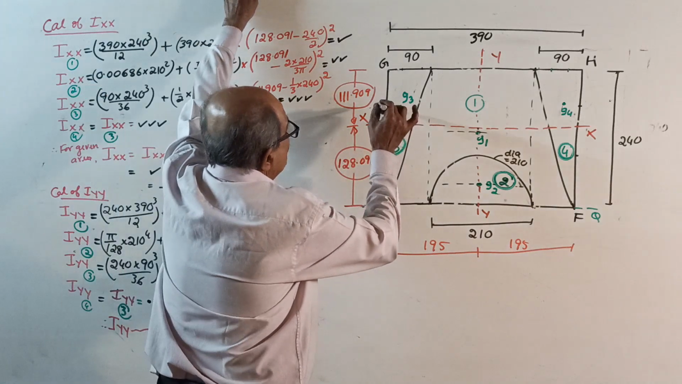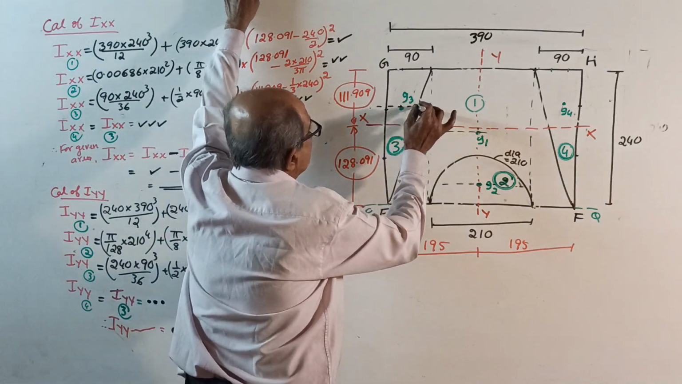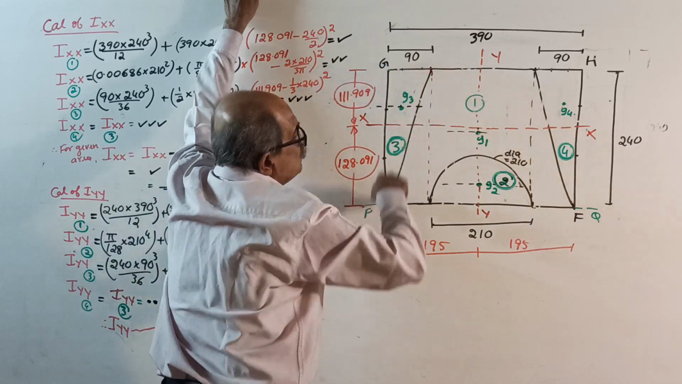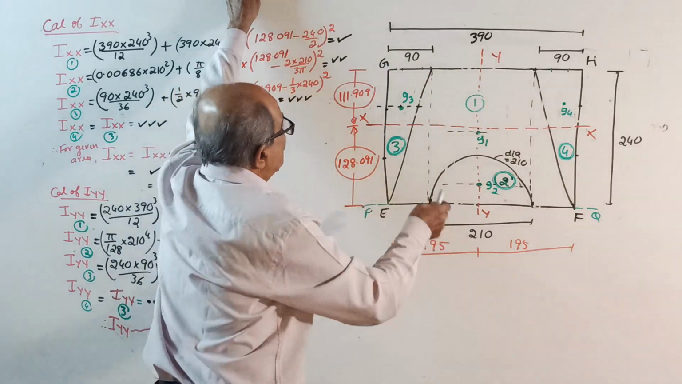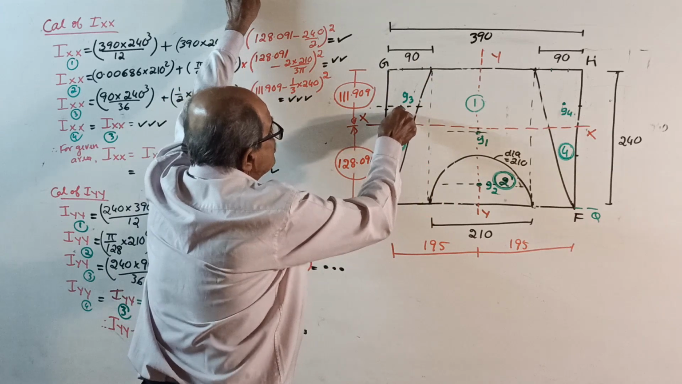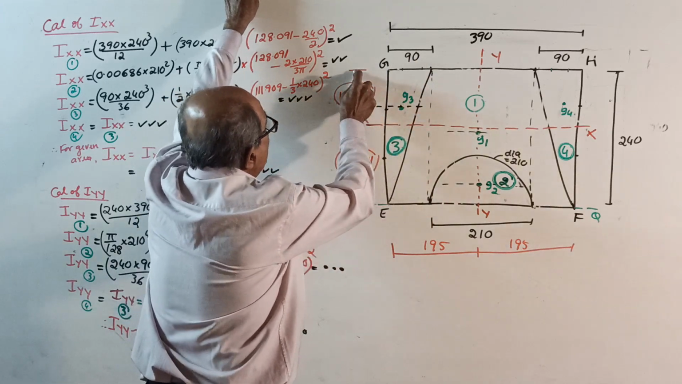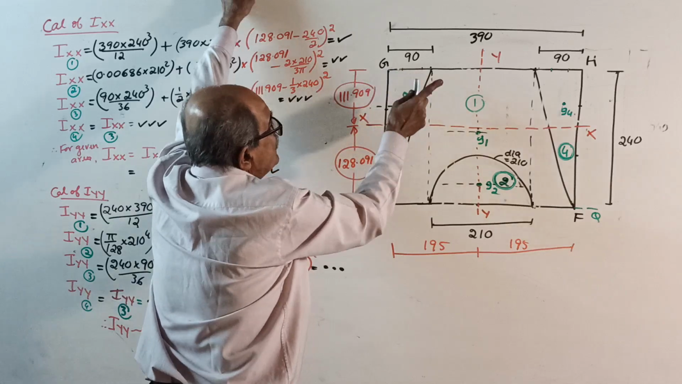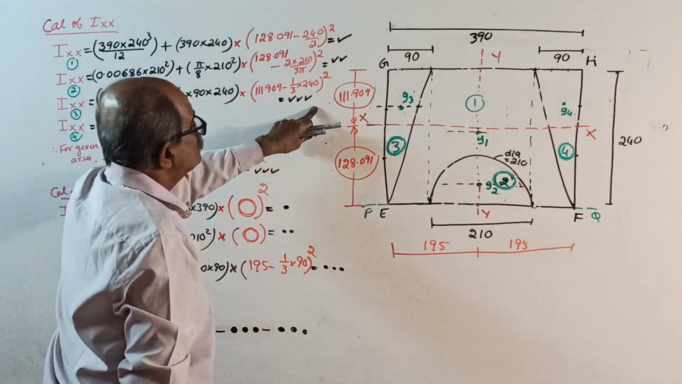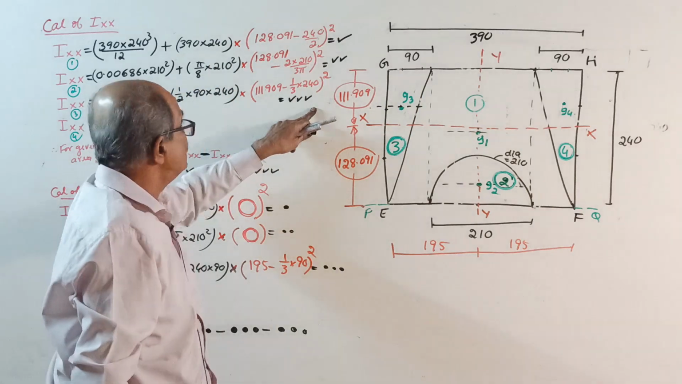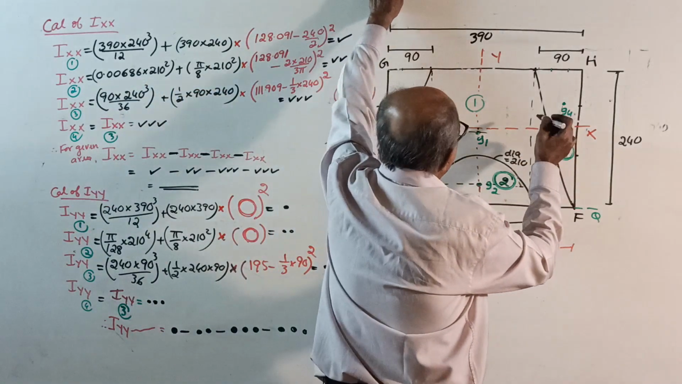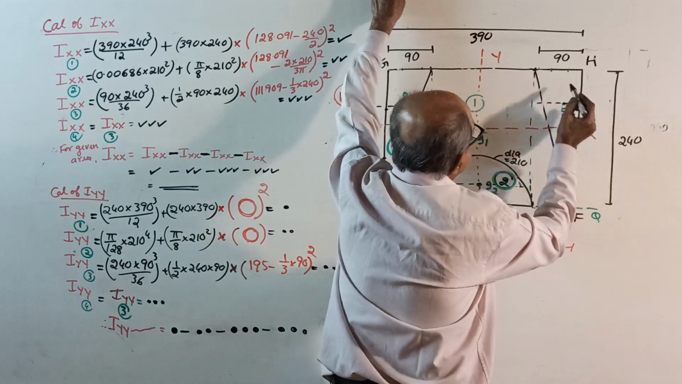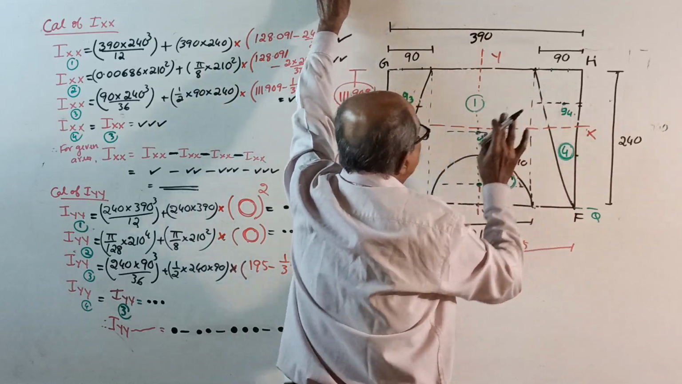3. I about its own centroidal axis here: 90 into 240 cube by 36 plus area into this distance square, which is (111.909 minus 1/3 of 240) whole square. Let it be triple right. Then for the fourth one, not required. See, same answer, same distance square, everything is same.